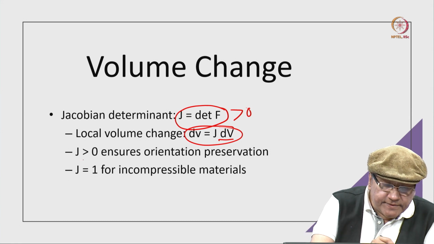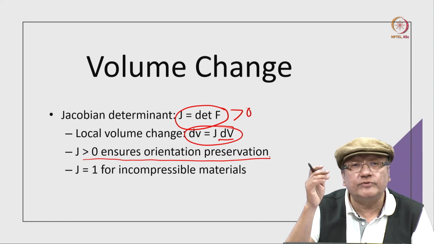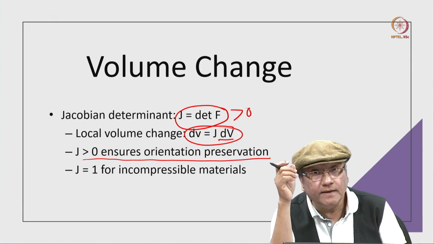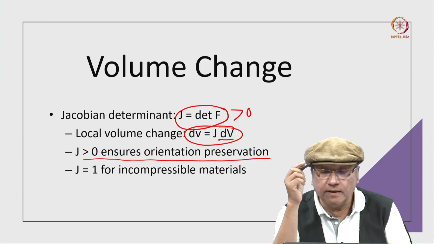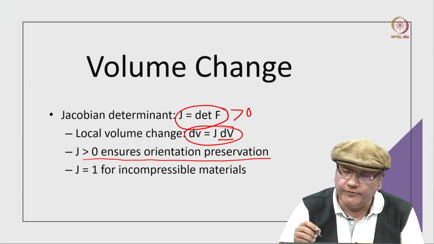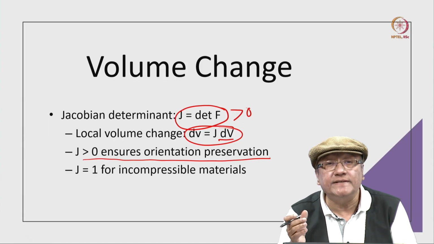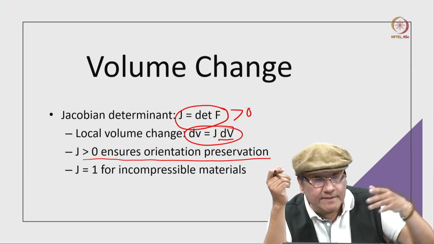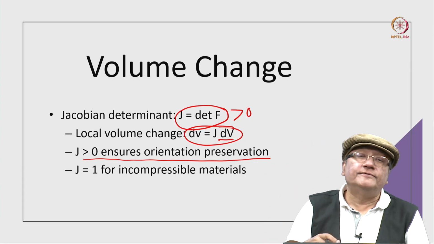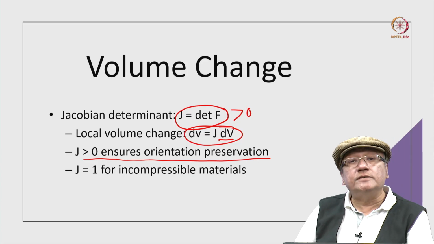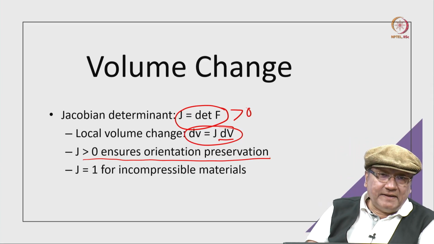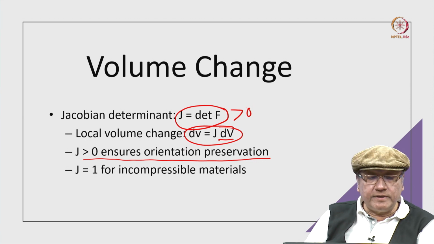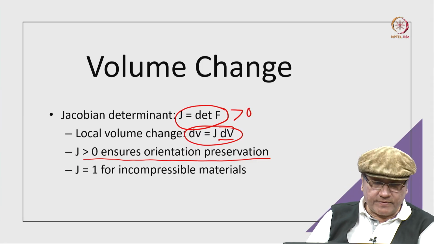And J greater than 0, in addition to interpenetration avoidance, also ensures orientation preservation, right. That means if you are working with a right-handed screw system, corkscrew system, then upon deformation it does not become left-handed. If that is the case, then we say that the orientation is preserved. That is an important thing. You want to work with a similarly oriented coordinate system in both reference and deformed configurations, right.